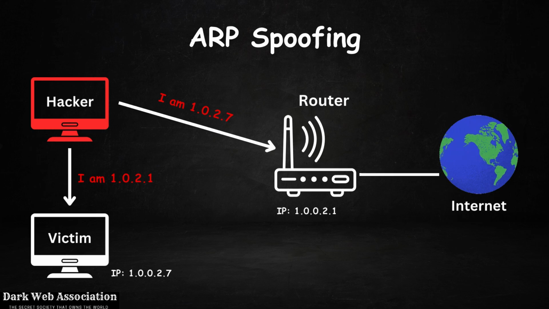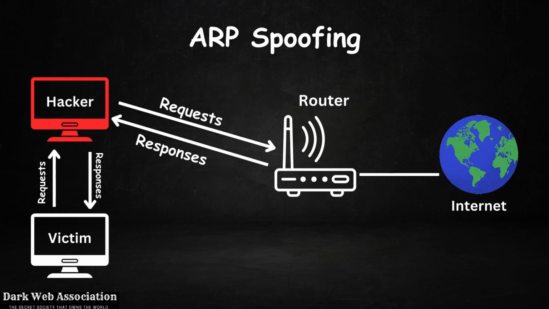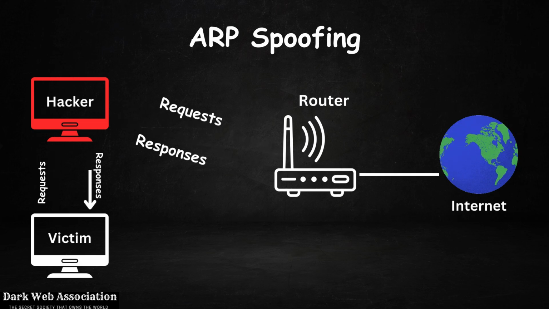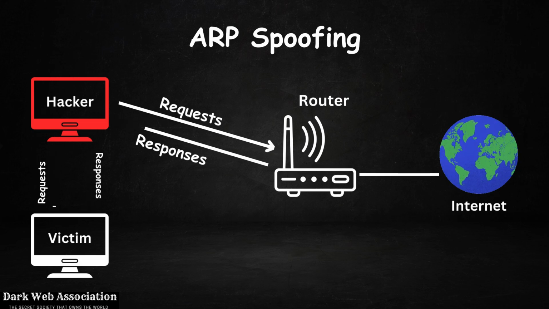So the result of this is that the victim is going to think that I am the router and the router is going to think that I am the victim. So anytime the victim wants to send any requests, the requests will have to flow through my computer, and I'm going to forward them to the router. And then, anytime the access point or the router wants to send responses, they're going to go to my machine, because it thinks that I am the victim, and then I'm going to forward it to the victim. So as you can see, this puts me in the middle of the connection, and it gives me so much power, and we'll see all the things that we can do once we become the man in the middle.